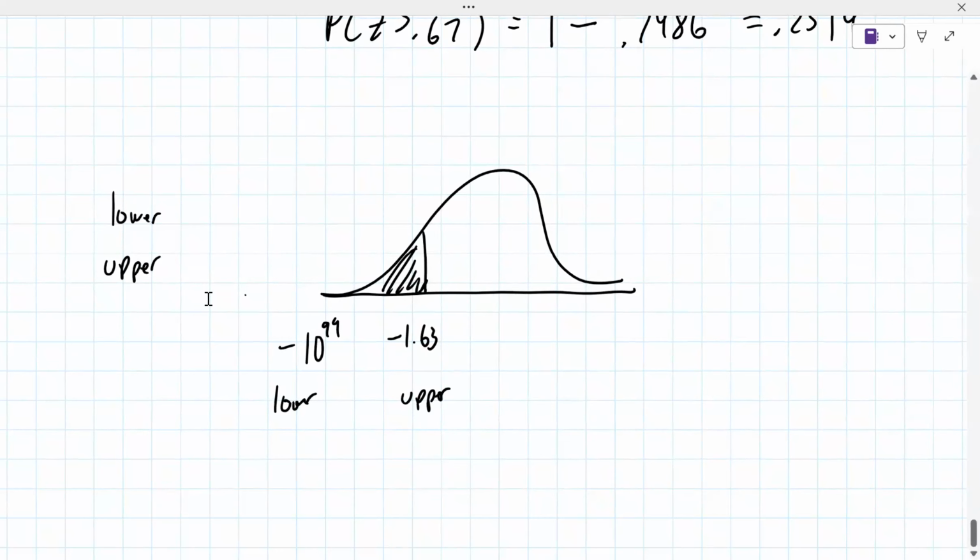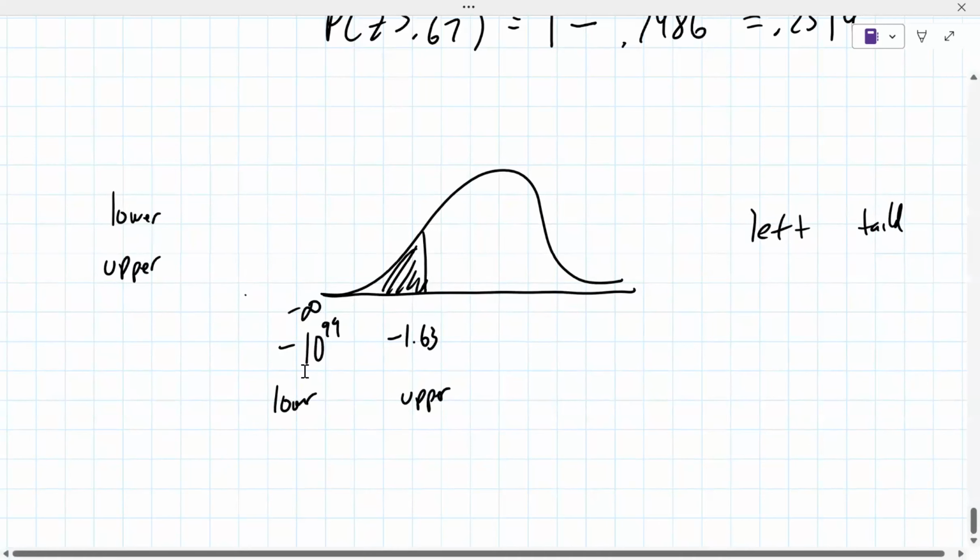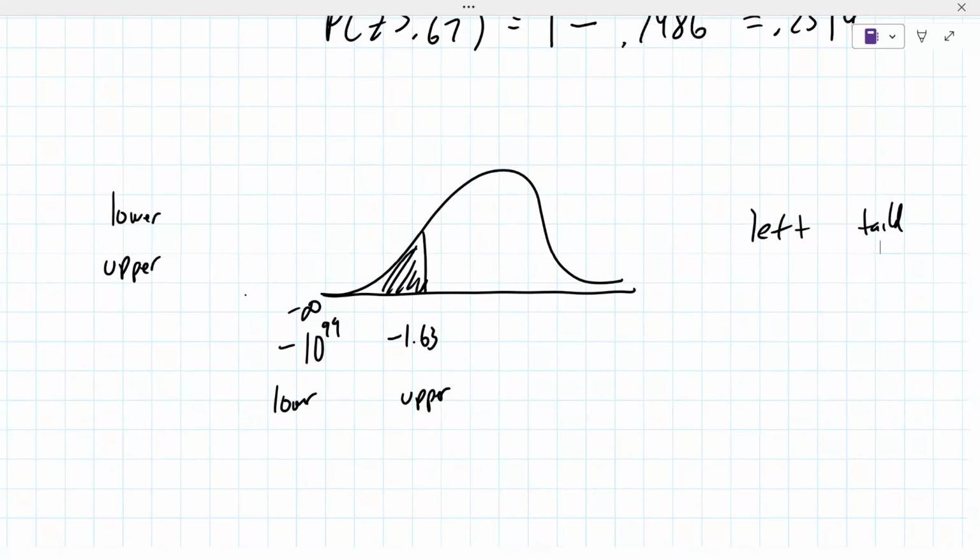And you might wonder, well, what is this? This is the equivalent of negative infinity. So your calculator is going to always require two bounds, a lower and an upper. Your upper bound is right here on the right. So when it's left-tailed like this, you're going to always use this negative 10 to the 99. Okay, all right, so let me go to the calculator.